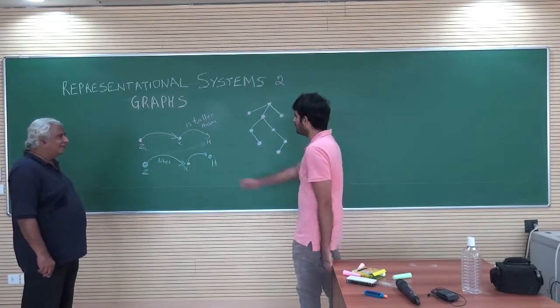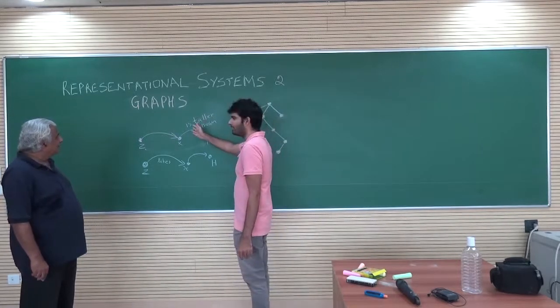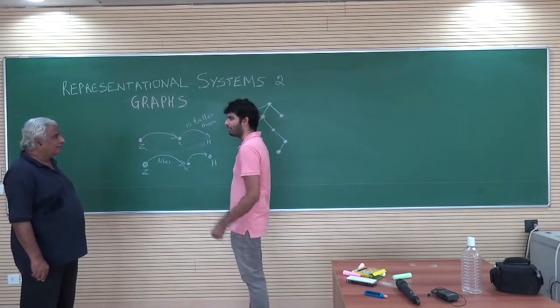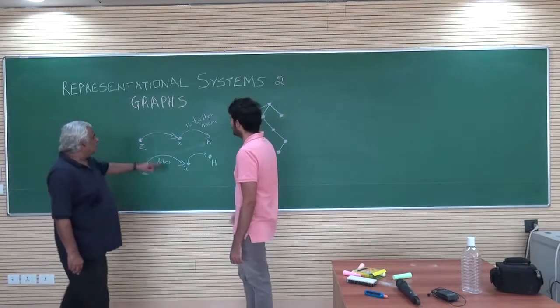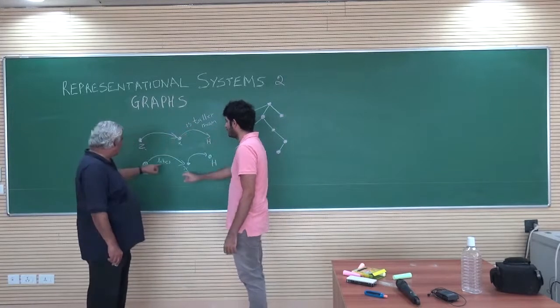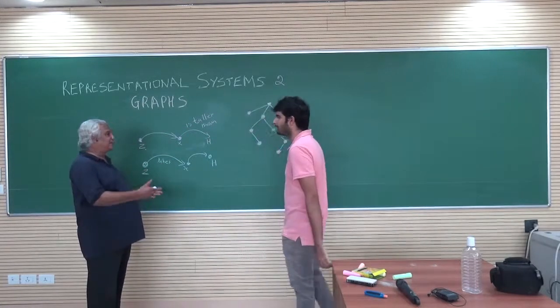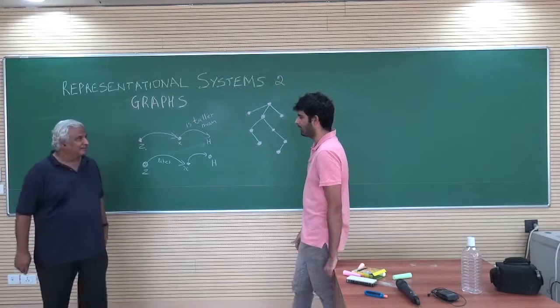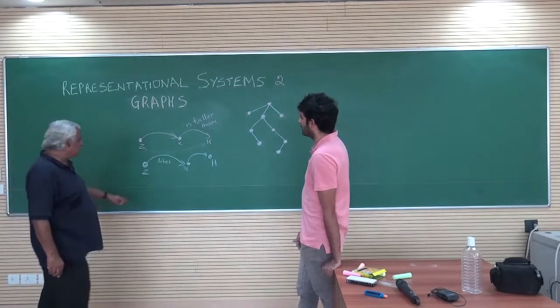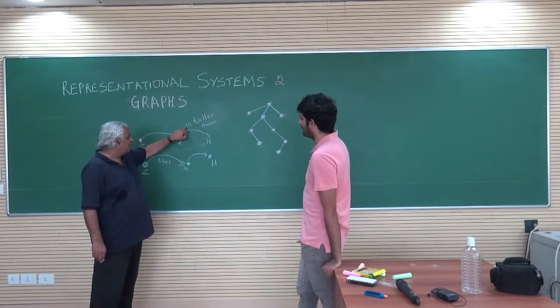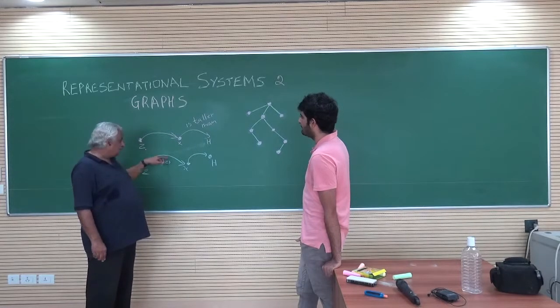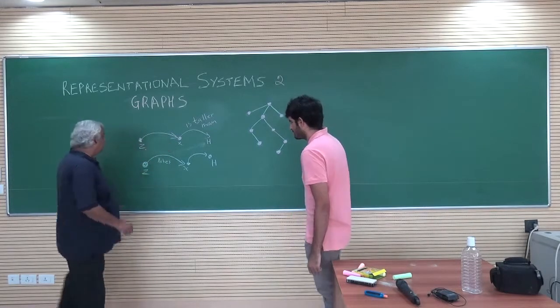So is it something to do with what the arrow represents, rather than the arrow itself? The arrow represents "is taller than," and this represents "likes." Two different relations. So what's so special about this one? What is it that this one has that this one doesn't have? Actually, I'll give you another one like that.